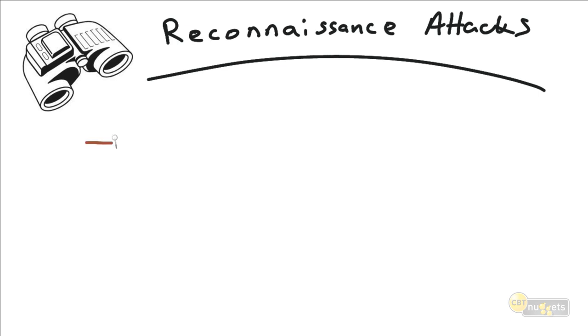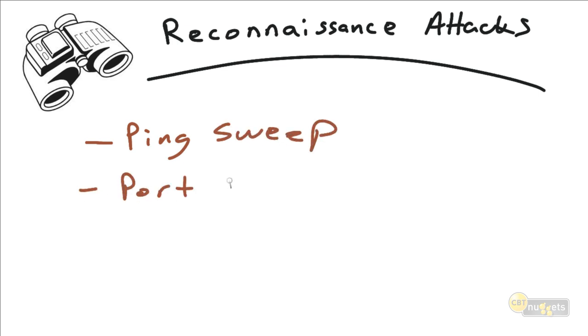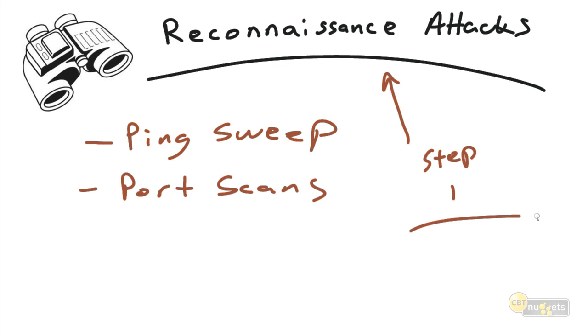Recon attacks or reconnaissance attacks. This would be something like a ping sweep. And programs these days will combine this with port scans. What's happening here is the attacker is trying to map out your network infrastructure. They are creating their own set of documentation about your network infrastructure so they can launch further attacks. So often this is step one in further attacks that are going to be taking place against your network infrastructure.